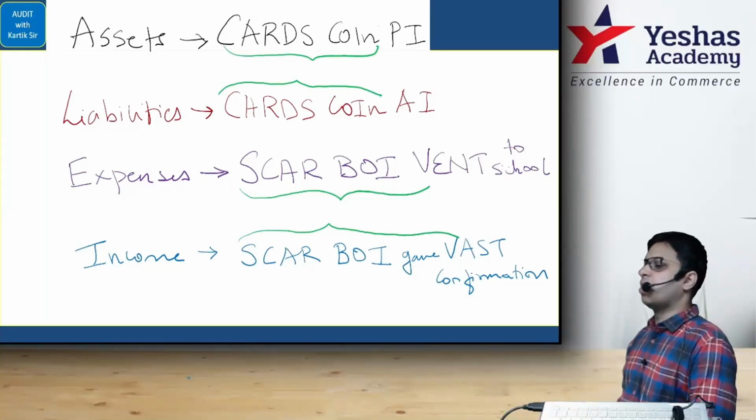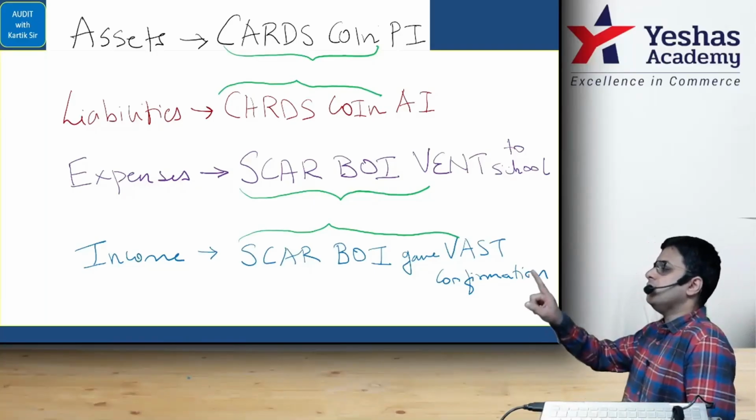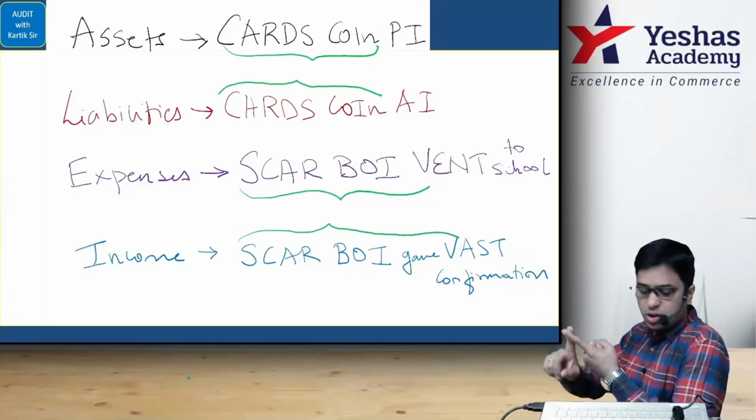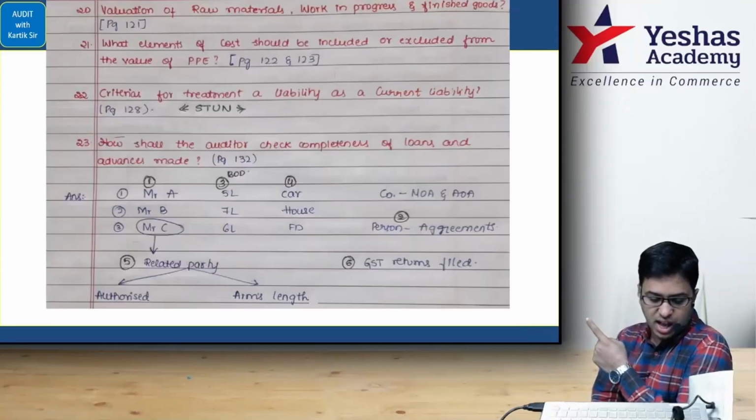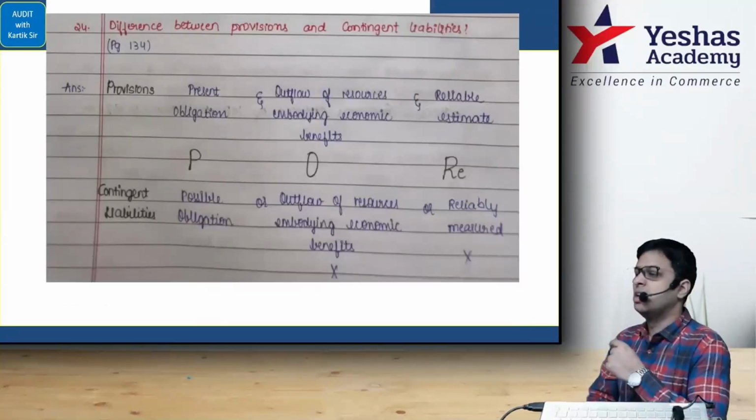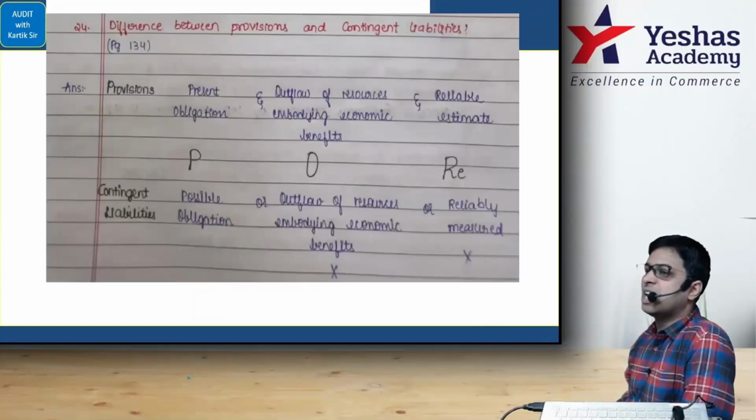Remember that day I taught you one small area that you can write here. Tell me, this is one question for today also. Today I'll make you write this last question of 20. Today is the 24th. Remember this question? Difference between provisions and contingent liabilities.